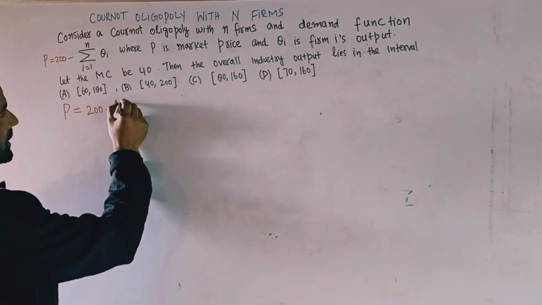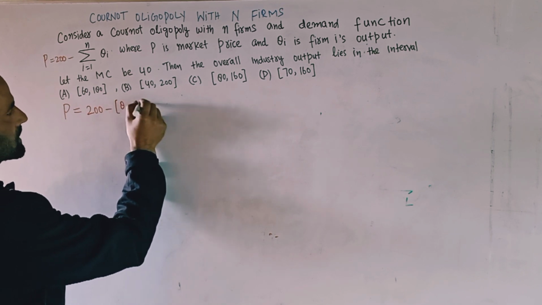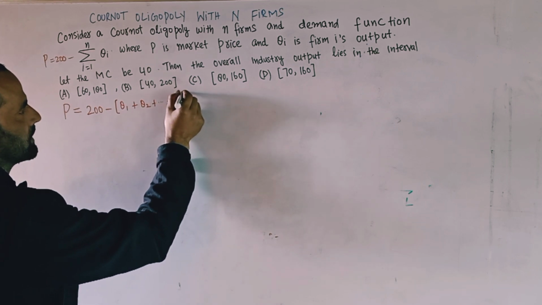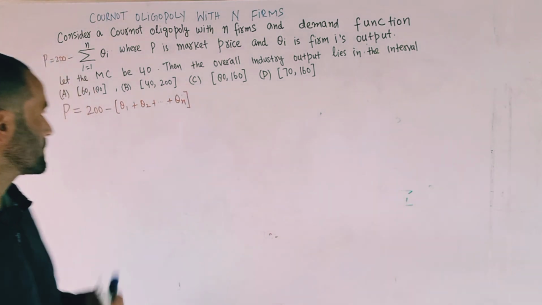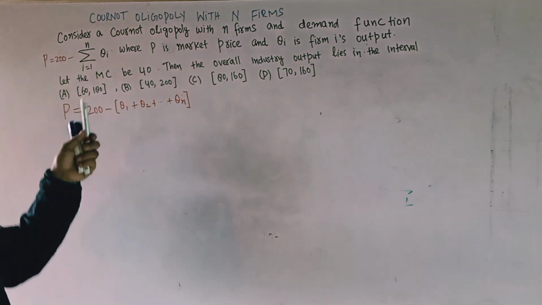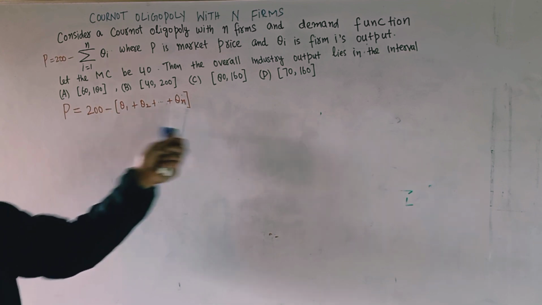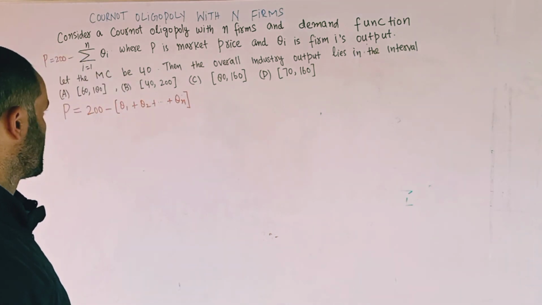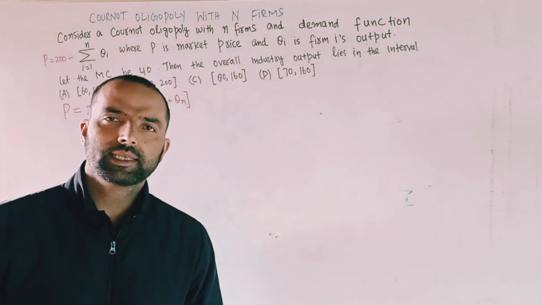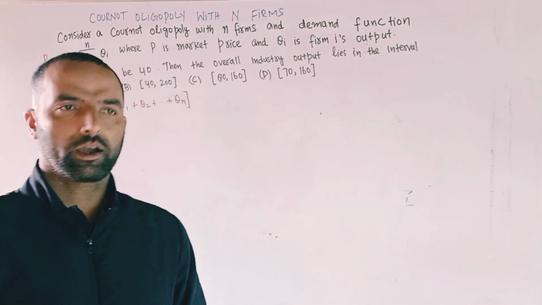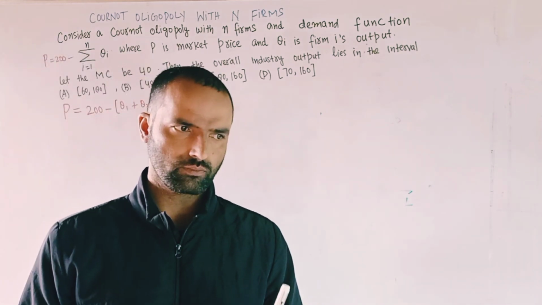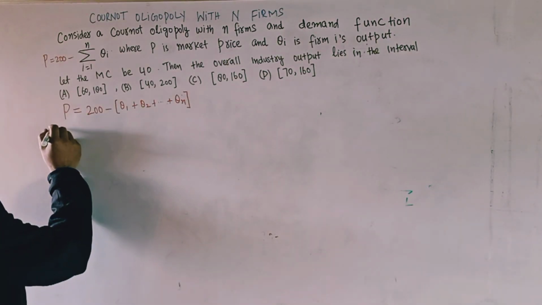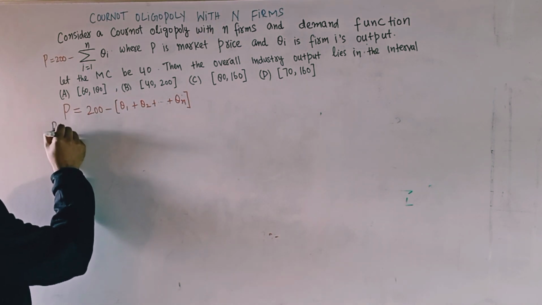I can write it as q1 plus q2 plus so on to qn. This is our market demand function. Because i lies from 1 to n, I have written the overall industry output from Q1 to Qn. I have added them, so this is the total industry output here. Now, first we will try to find the individual firm's equilibrium output. That means we need to find the reaction function of firm 1.